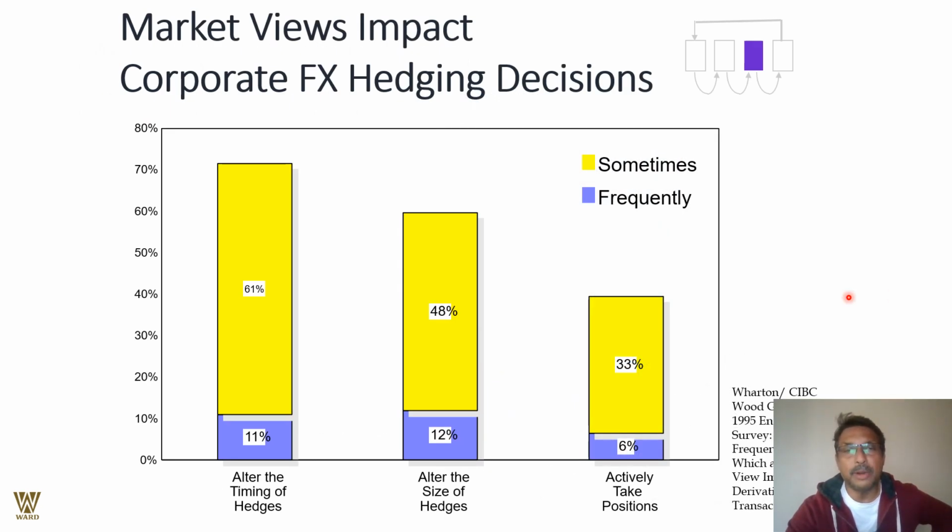So market views impact incorporating foreign exchange. FX is foreign exchange hedging decision. After the timing of the hedges, 11% is done on a frequent basis. 61% probably little, very less or sometimes. Similarly, for altering the size it is around 12%. Actively taking position is around 6%. Now, if you look at the foreign exchange hedging positions, you are taking only a very small amount of time as far as hedging is concerned. When probably more frequently, you are taking a bit of a higher risk.